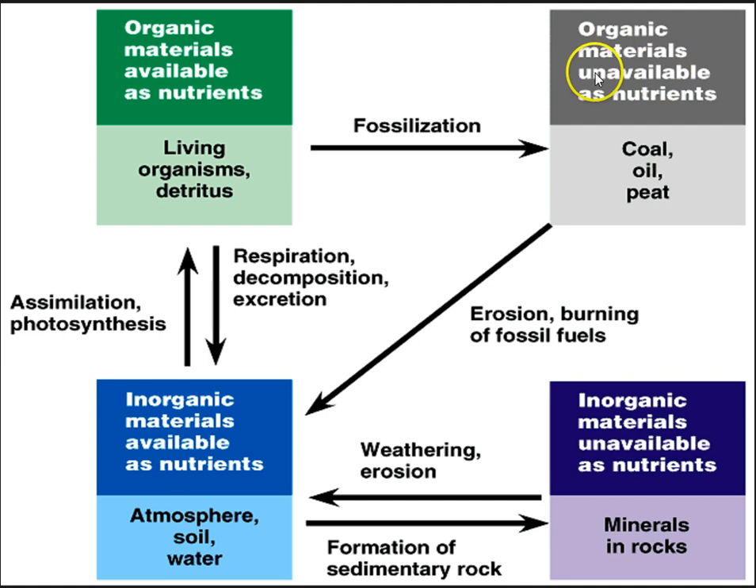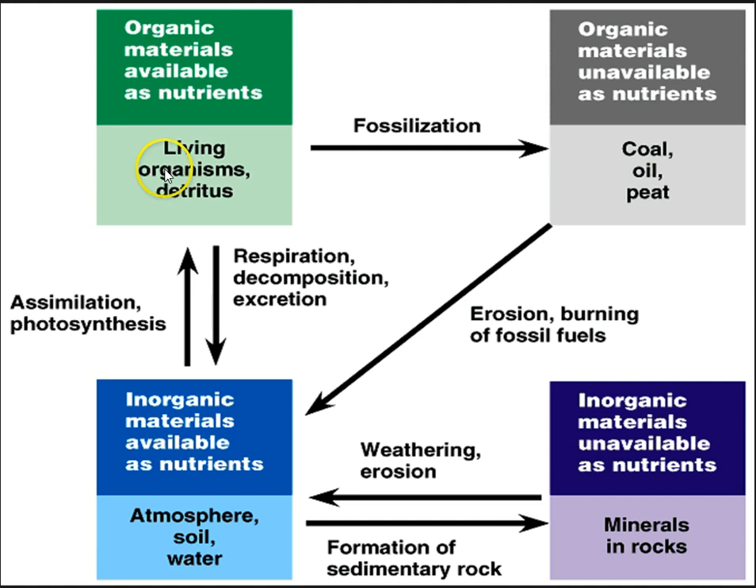They can get locked up into all kinds of things through fossilization. Coal, oil, and peat is a really good example of that. We can release these unavailable things. This is more of a human activity, this release. We're talking about burning fossil fuels. That can get a lot of this organic stuff available again, or inorganic actually. CO2, for instance, comes from burning. That's not what we're talking about in this class.